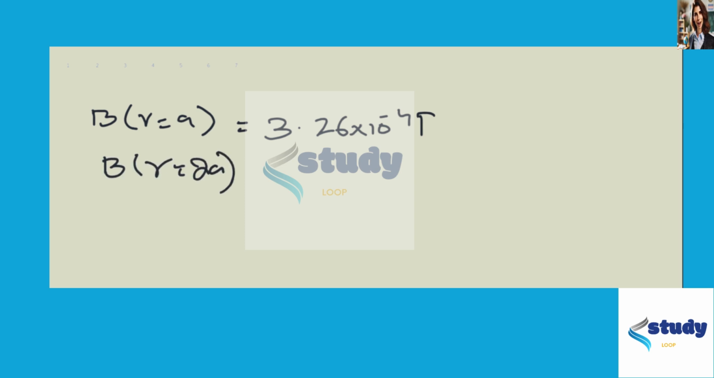For r is equal to a, the magnetic field, similarly, we can substitute those values. We get the magnetic field to be 3.26 times 10 to the power minus 4 Tesla. Similarly, for r is equal to 2a, we'll substitute 2a into the given formula. Then we get magnetic field mu naught I naught over 2 pi times 2a, and substituting the values for I naught, mu naught, 2 pi, and a, we get 1.63 times 10 to the power minus 4 Tesla.